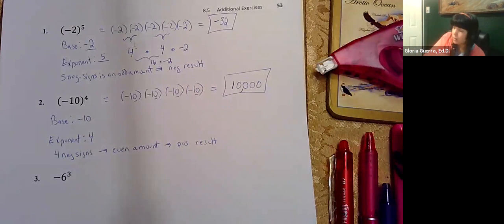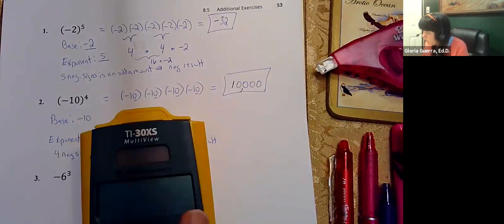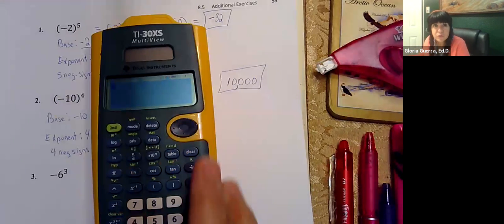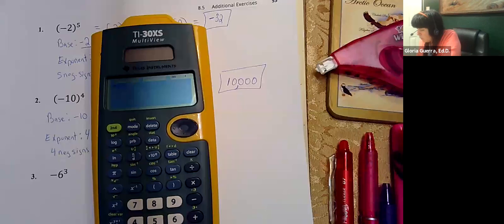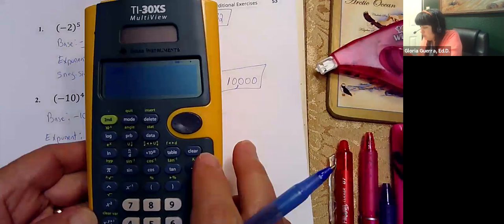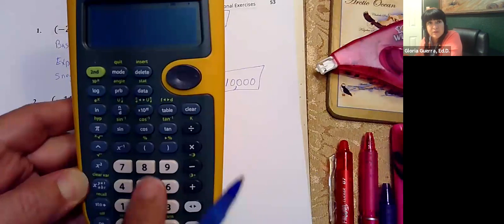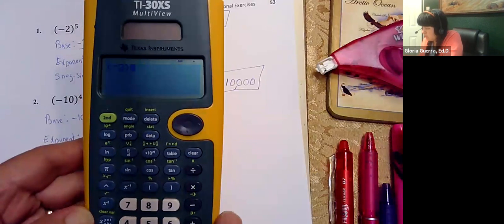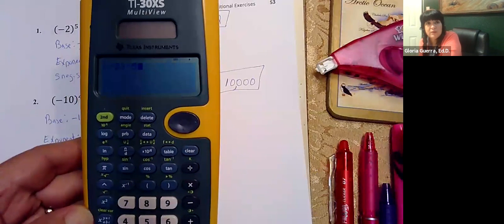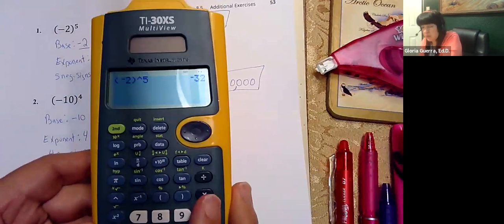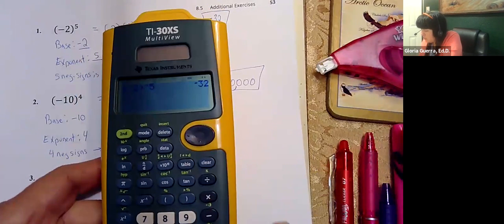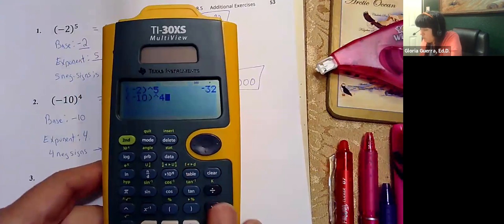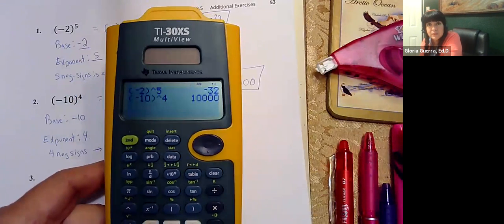Again, let me use the calculator to show this as a check. Parentheses, -2, close parentheses, raised to the 5th power. That way I'm typing exactly the way I see it. Okay, that's correct. Parentheses, -10, close parentheses, raised to the 4th power. So it gives me 10,000. Okay.